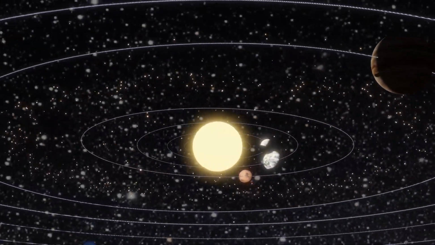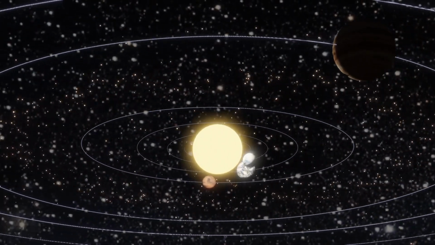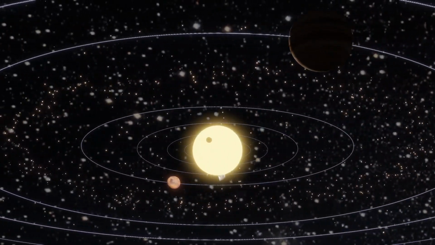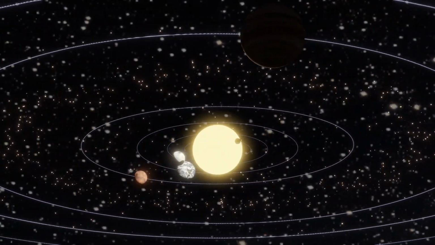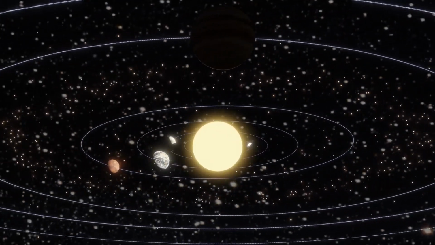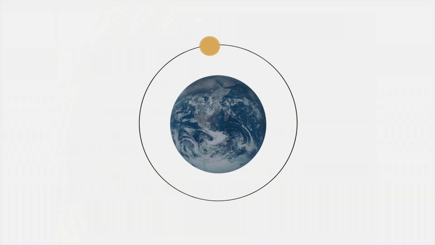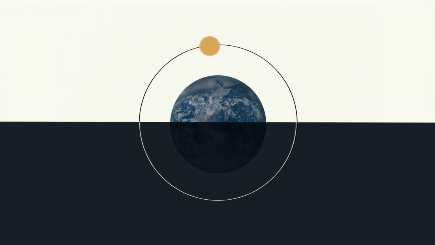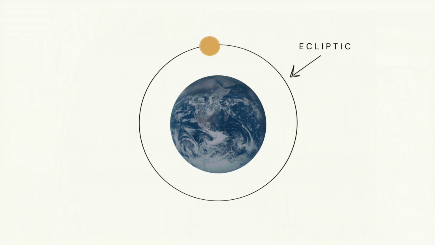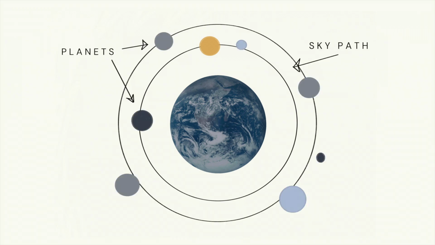When we look at our solar system from outer space, we see that Earth and the planets all orbit around the Sun. The planets all orbit on a similar plane. But our experience on Earth is that the Sun moves around the Earth, around us, creating day and night. The path the Sun makes across the sky is called the ecliptic. The planets all follow a similar path across the sky, as they all orbit on a similar plane.